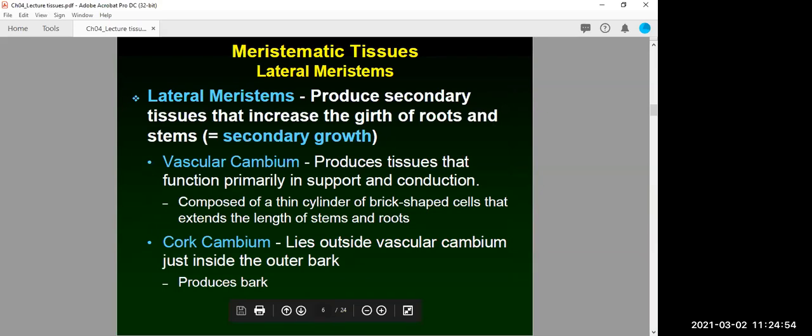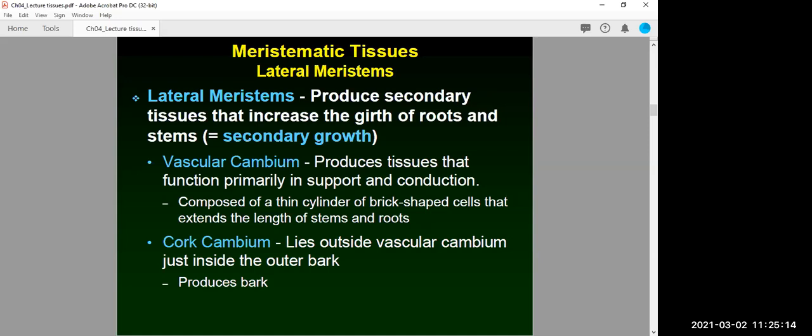Okay, so the lateral meristems, those are the cambia. So lateral meristems are responsible for the secondary growth. Remember, that's like the tree trunk getting wider. That's going to increase the girth, is another way of putting it. And it does happen both in the roots and the stems.